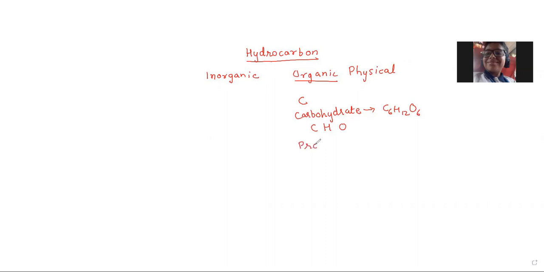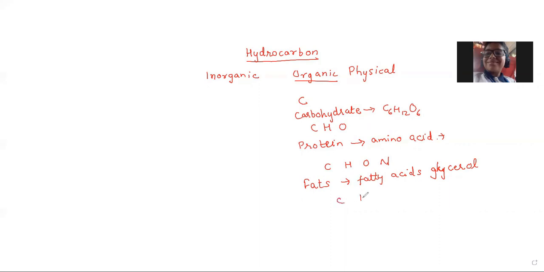Proteins are made up of amino acids. There are 20 amino acids basically. I will not deal with the formulae right now, but it is again made up of carbon, hydrogen, oxygen as well as nitrogen. The third one is fats. Fats consist of fatty acids and glycerol. These are the two things, fatty acid and glycerol, and in detail they are again made up of carbon, hydrogen and oxygen.